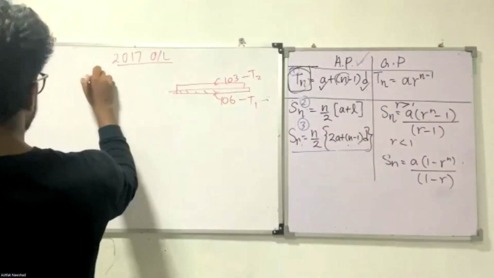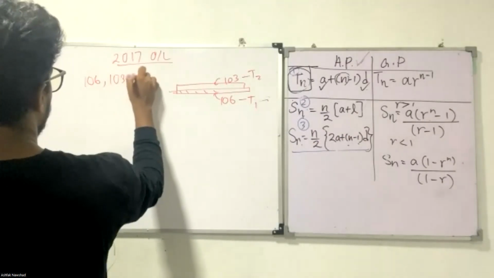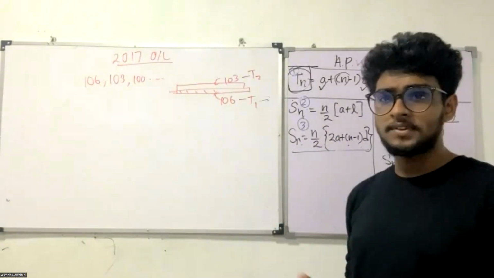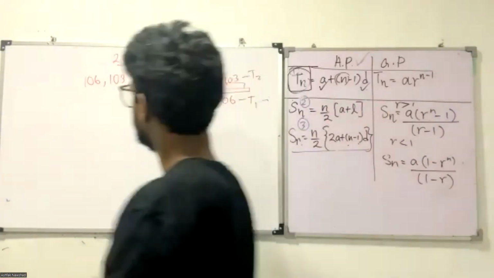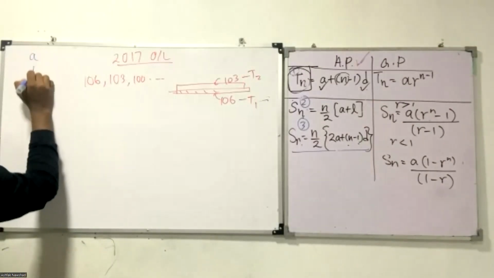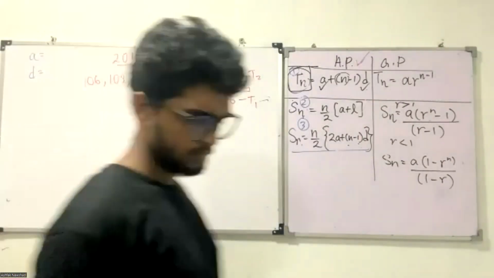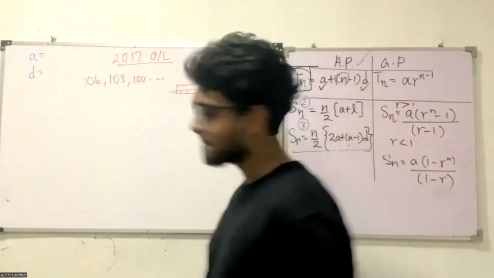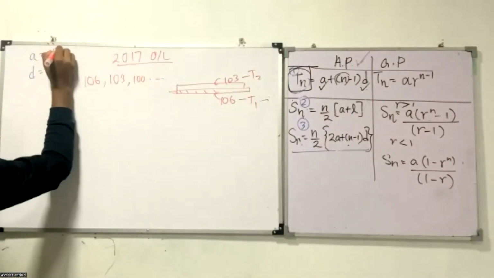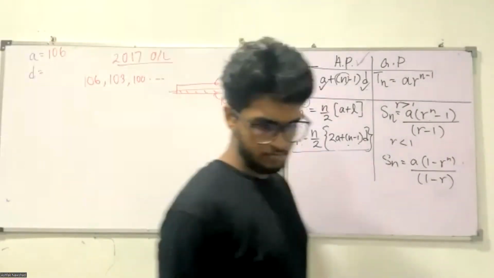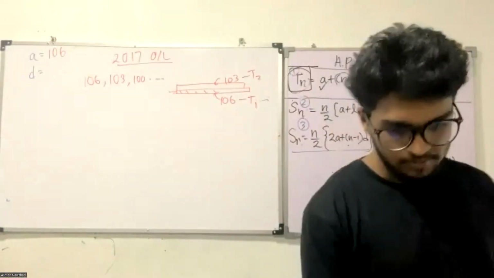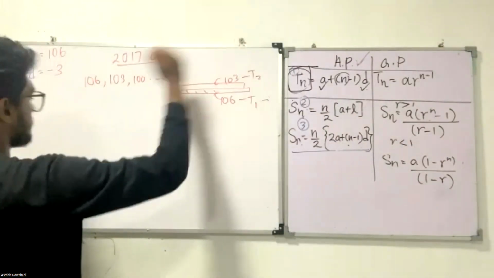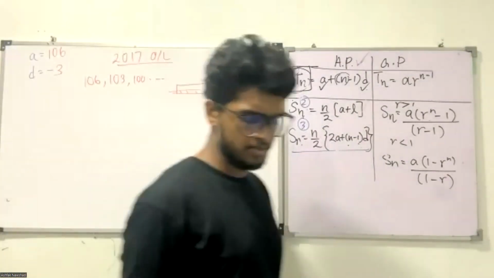So 106, 103, 100 like this. Let me know the first term and common difference real quick. Yes. First term is 106 and the common difference is exactly, the common difference is -3. A negative difference. Like the number of bricks are decreasing. So it's a negative answer. Common difference is negative here.